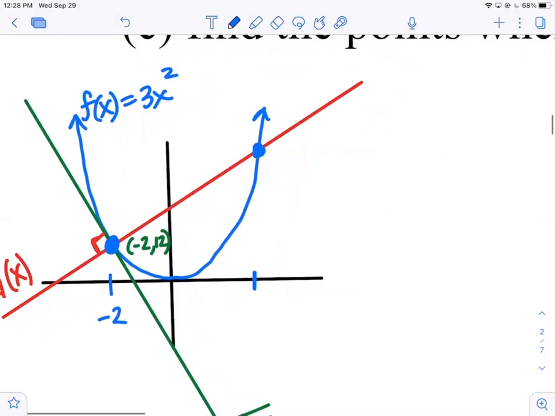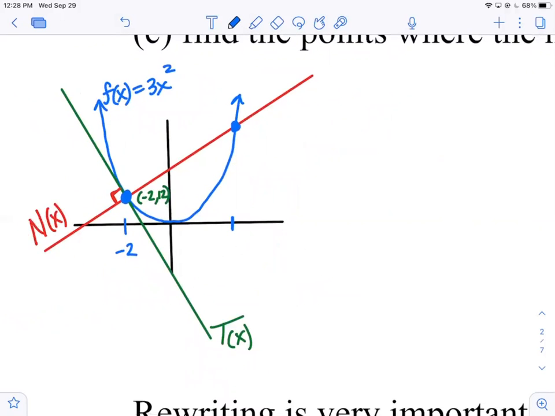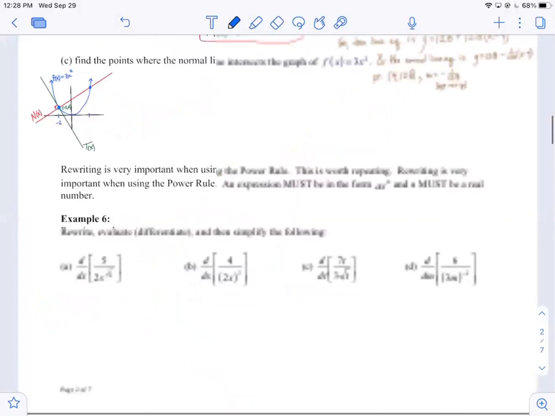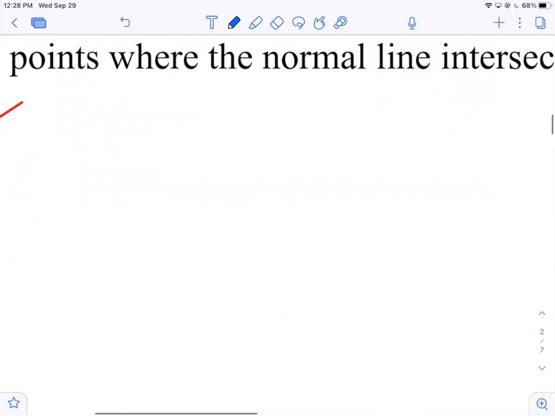So how can I find that other point of intersection? Well, go back to algebra. If you want to find the point of intersection of two equations, or where the two graphs intersect, what can we do with the two equations? Set them equal to each other. Yeah. So that's what I'm going to do. I'm going to say n of x is going to equal f of x. That's the equation I'm going to solve.